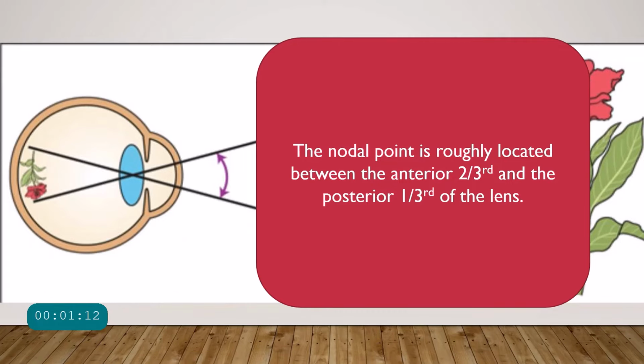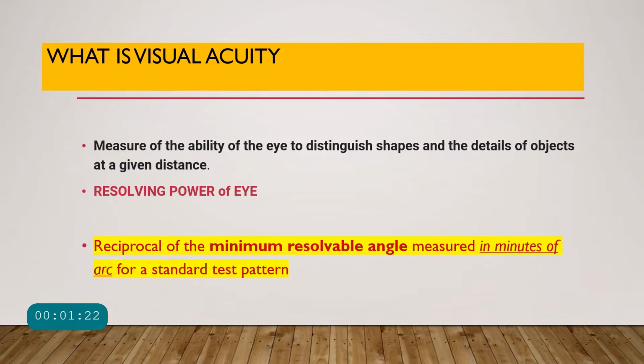Now, you may ask what is meant by the nodal point? The nodal point is roughly located between the anterior 2/3 and the posterior 1/3 of our crystalline lens.